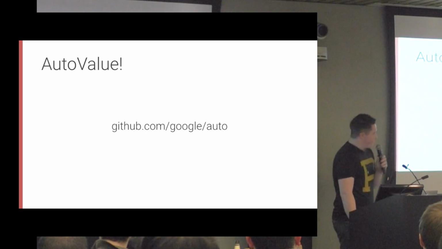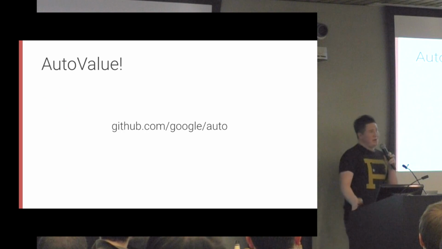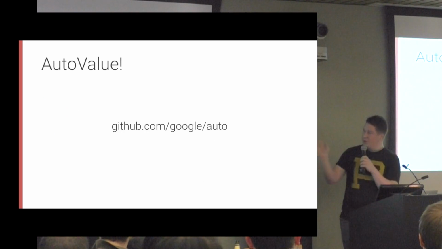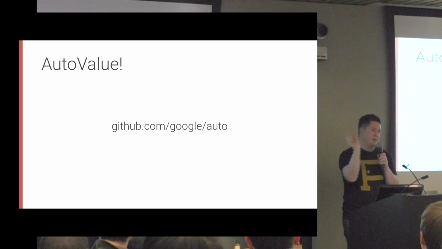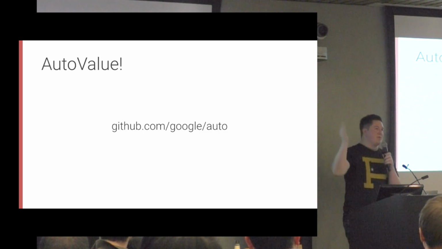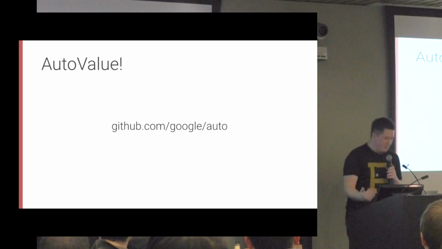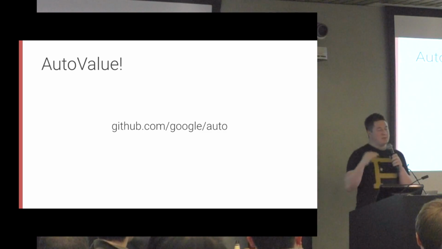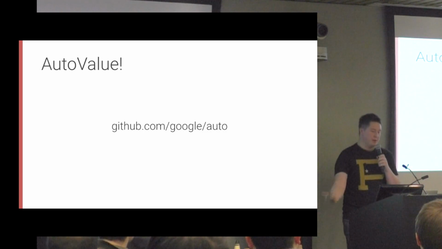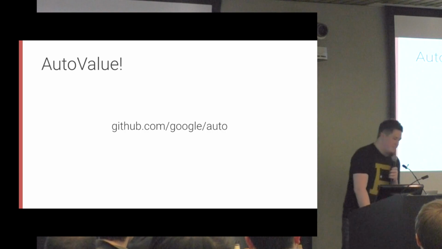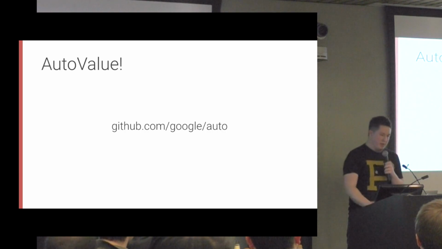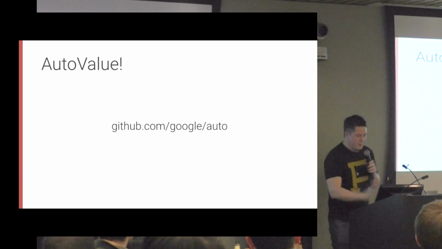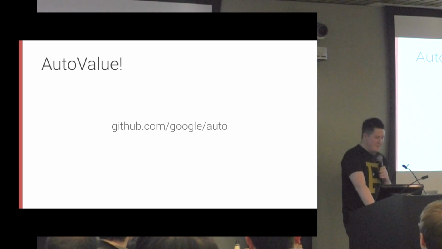AutoValue is part of an Auto suite, I guess. There's a few projects. If you go to this GitHub repo, you have to click on the value folder. The README for it is fantastic. It gives you all kinds of motivations for the library, all kinds of ways that you use it, and it even gives you comparisons with other approaches to doing value types. So if you haven't seen AutoValue before, I highly recommend you go check that out to kind of fill in the gaps of what I said.